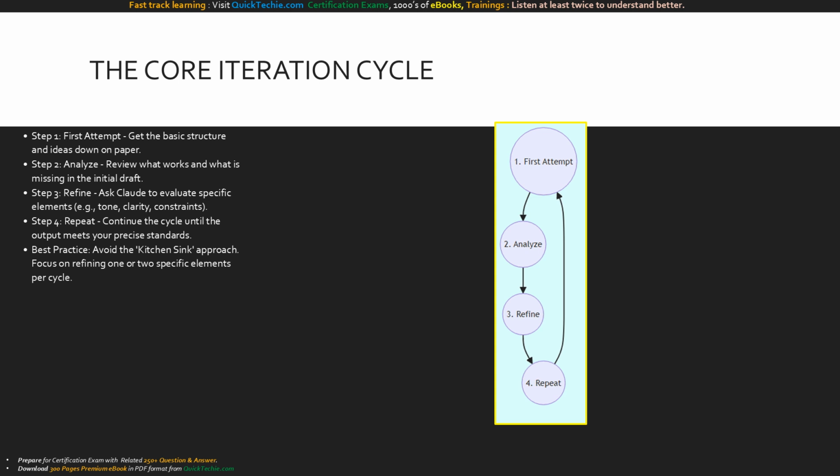Notice how it flows continuously. From the first attempt at the top left, we move clockwise to analyze, down to refine, over to repeat, and right back to the start. The beauty of this visual is that it reminds us that writing with AI is not a linear path from A to B. It is a continuous, circular refining process. Every time you travel around this circle, your output becomes sharper, more aligned with your voice, and infinitely more valuable.